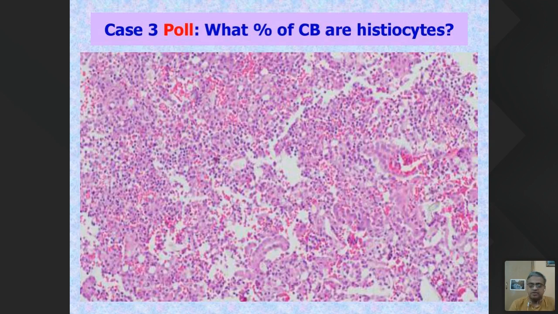Around 66% feel that around half the cells here are histiocytes. That is 50% of all cells here are histiocytes. That's what you all felt. So let us see the next slide.